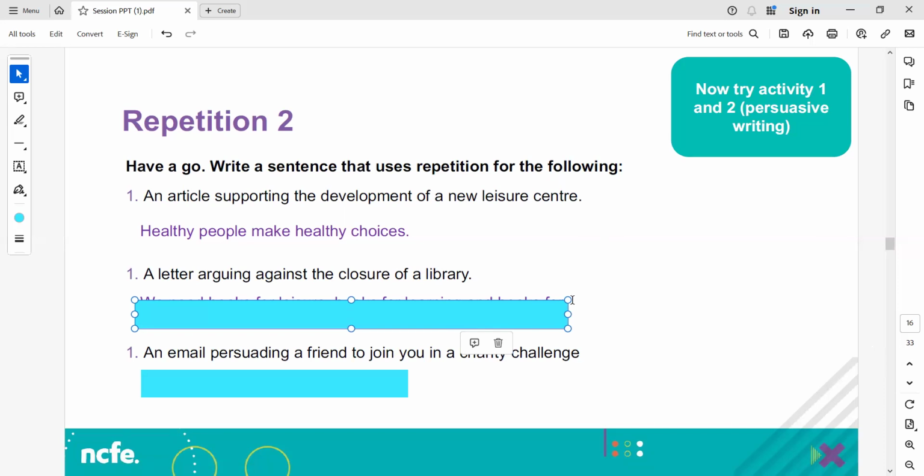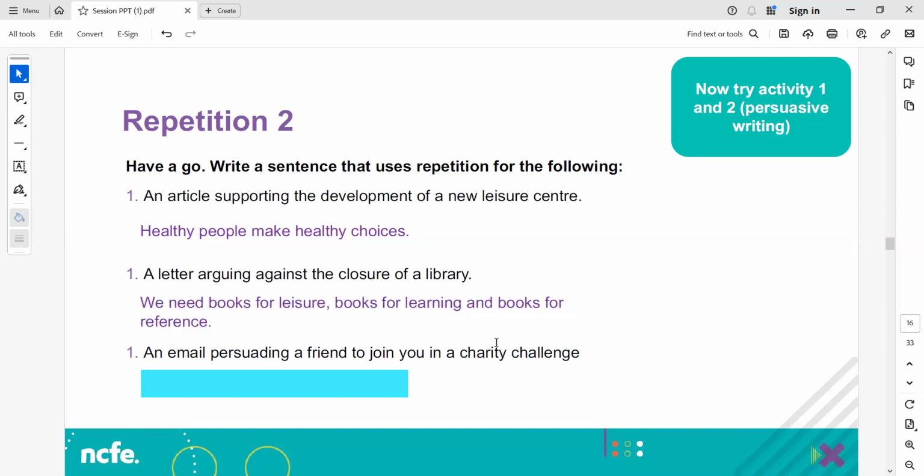Okay, a letter arguing against the closure of a library. Let's have a look. We need books for leisure, books for learning, books for reference. So that repetition of books, books, books stresses how important they are, and again, will stick in people's minds.